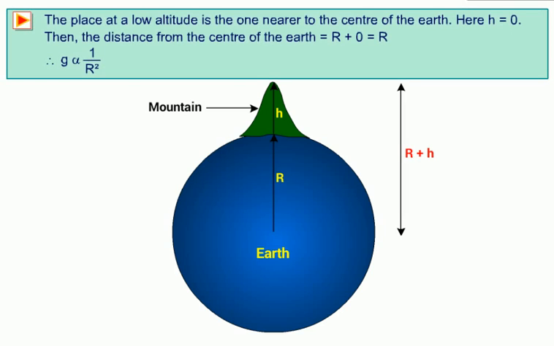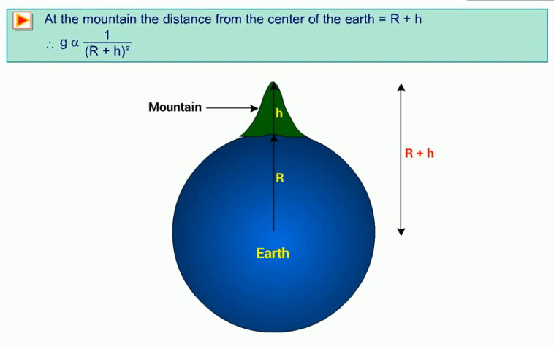The place at a low altitude is the one nearer to the center of the Earth. Here, h is equal to 0. Then the distance from the center of the Earth is equal to R plus 0, which is equal to R. Therefore, here g is proportional to 1 divided by R squared.